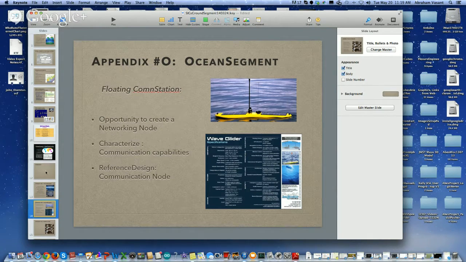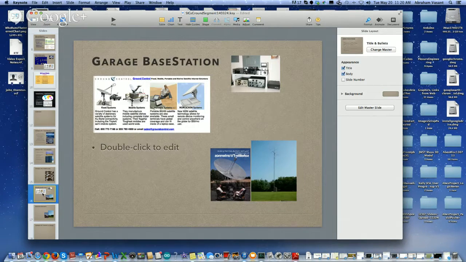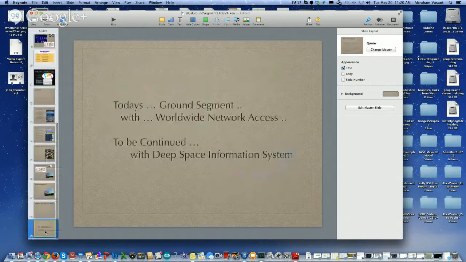So other than that, we should eventually also be catching up with some garage session. That's another subject for the day. And that's about what I have for today. I went a few minutes past our usual time quota. We covered the ground segment with worldwide network access, and this will be continued with the deep space information system, which would be hosted by Michael Rayleigh next week.